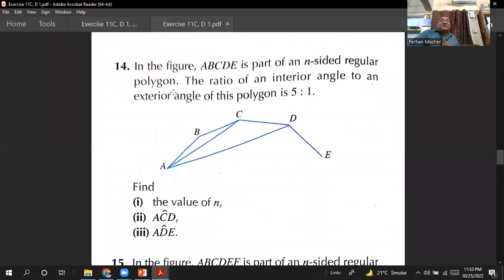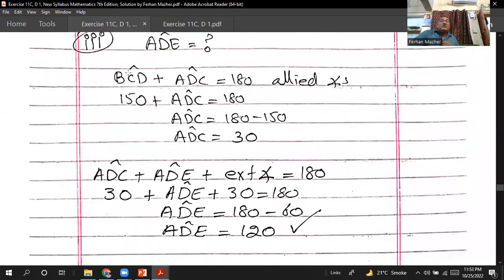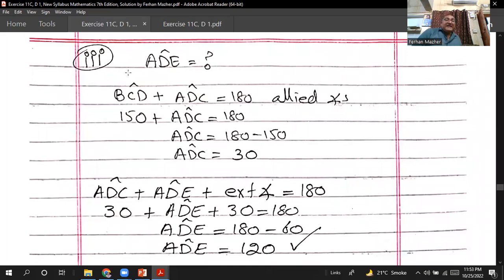Okay, now they want us to find out the angle ADE. They want this angle, ADE. BCD plus ADC equals 180. This is a linear pair. So 150 plus ADC equals 180. So ADC will be equal to 180 minus 150, and the ADC angle will be 30. ADC plus ADE plus the external angle is equal to 180. So 30 plus ADE plus 30 equals 180. So the ADE angle will be equal to 180 minus 60. So ADE will be 120.